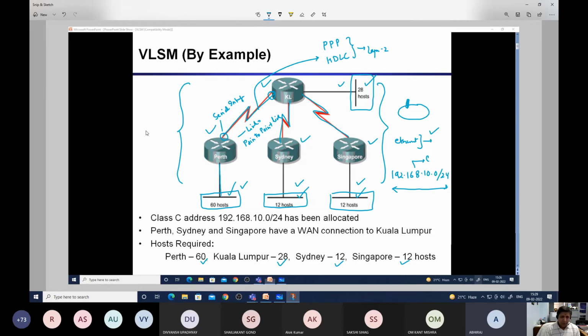Now, I'm giving you 2 minutes to think. In this figure, how many subnets are there? How many subnets? Number of subnets. Can you just see and tell how many subnets are there?